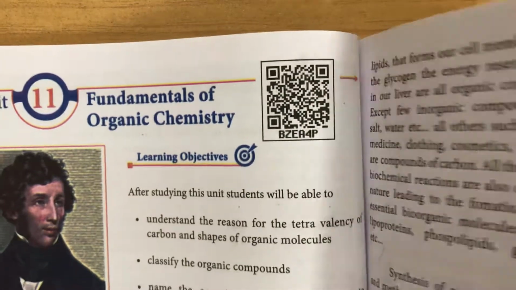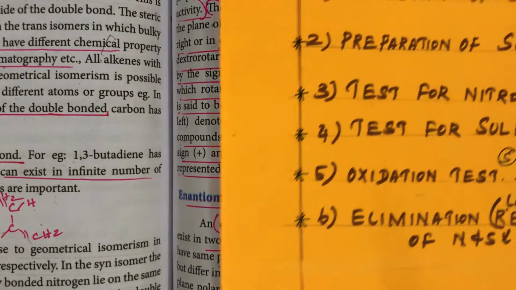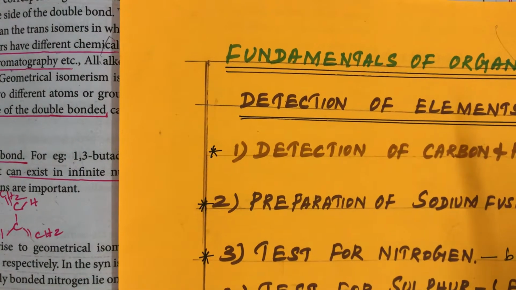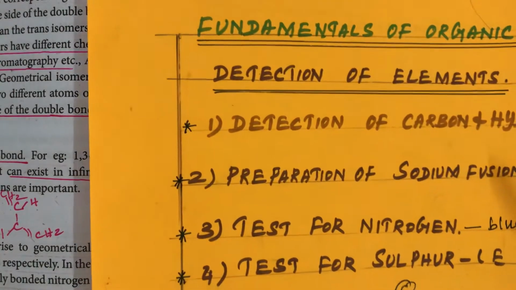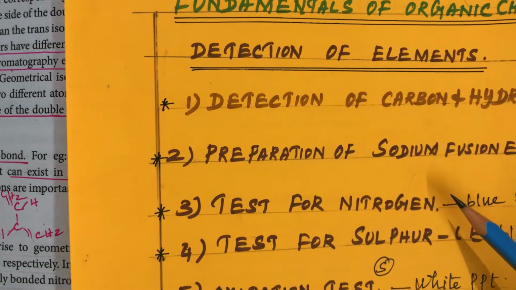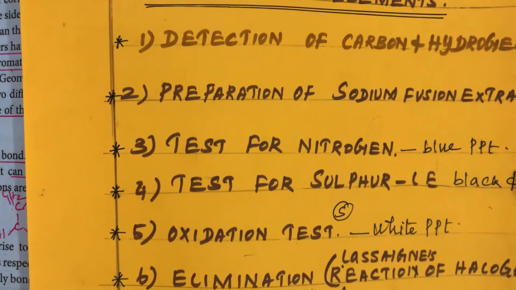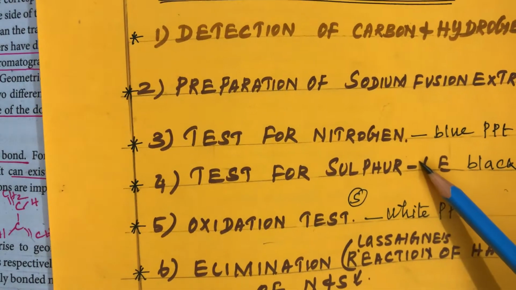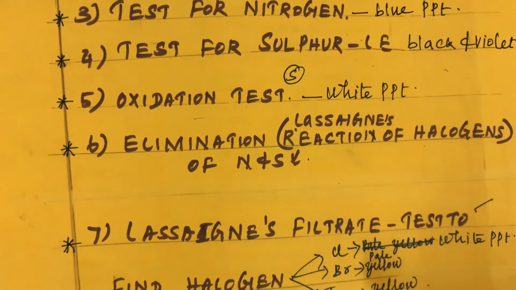Fundamentals of Organic Chemistry. In the Fundamentals of Organic Chemistry lesson, we have already seen many videos on this topic. In this video, we are going to see the detection of elements: how to detect the elements present in an organic compound along with carbon and hydrogen, the preparation of sodium fusion extract, how to use the sodium fusion extract to identify nitrogen, sulfur and halogen present in an organic compound, and also the test for phosphorus.